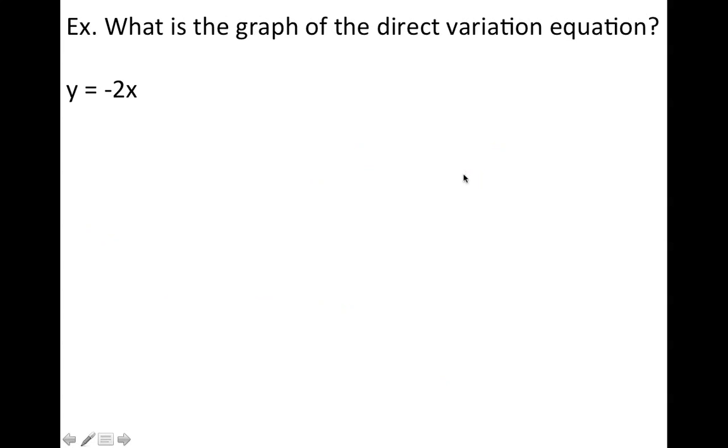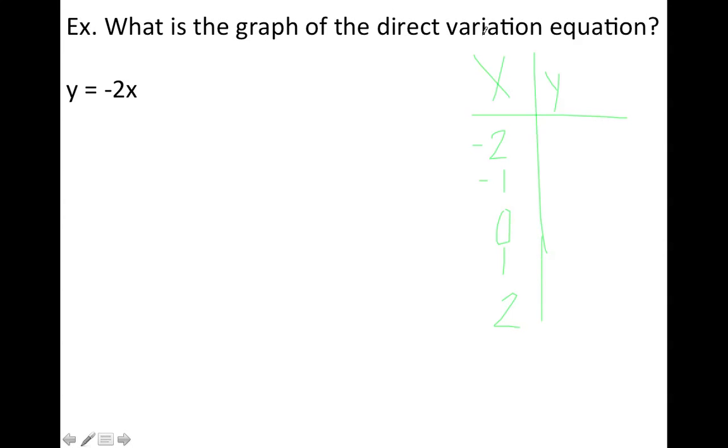Next, we have to figure out the graph of this direct variation equation. We have y equals negative 2x. To help us, we can make a table of x, y values. I normally like to pick some negative, some positive, and throw 0 in the middle. So I choose negative 2, negative 1, 0, 1, and 2.